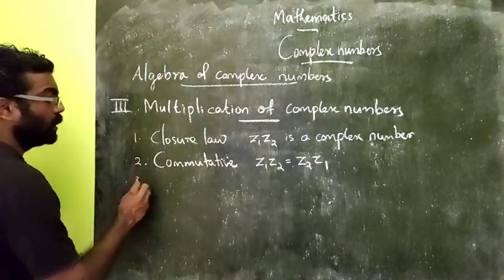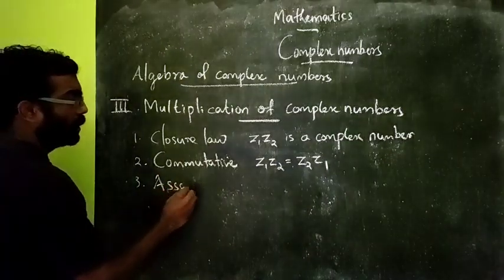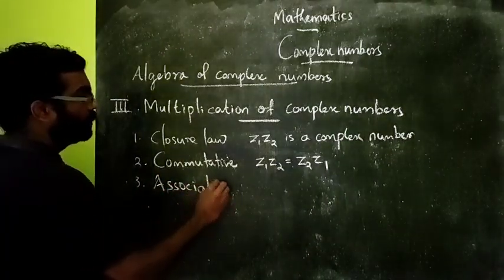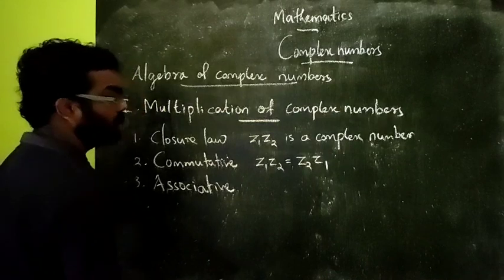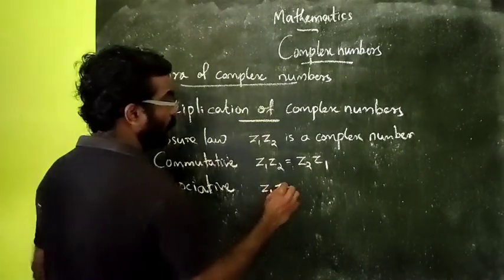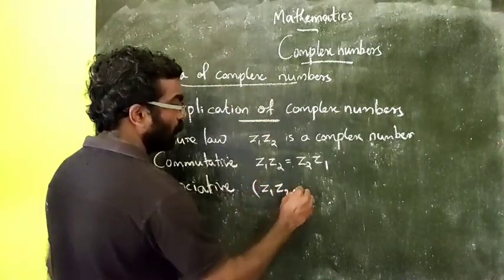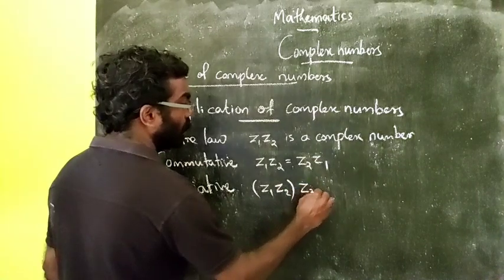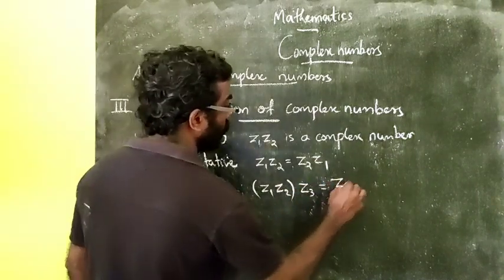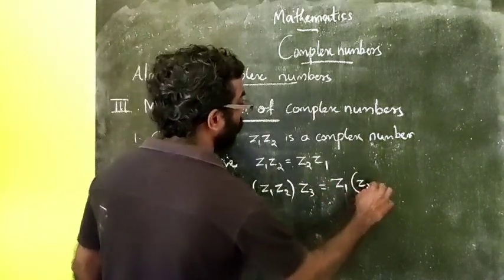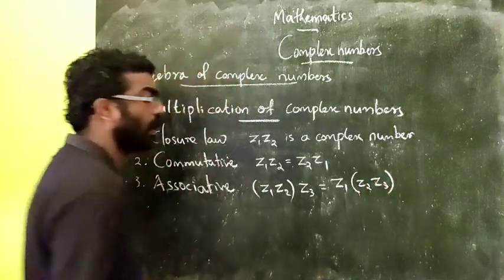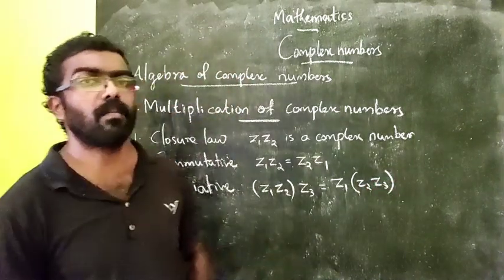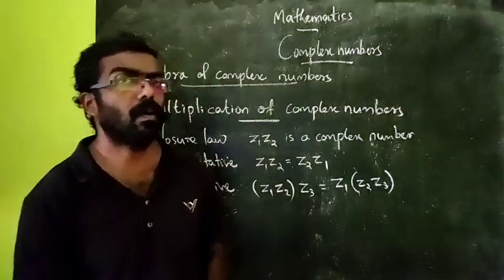Next one is the associative law or associative property. For any three complex numbers Z1, Z2 and Z3, (Z1 into Z2) into Z3 will be equal to Z1 into (Z2 into Z3). We can find the product of three complex numbers in any order.